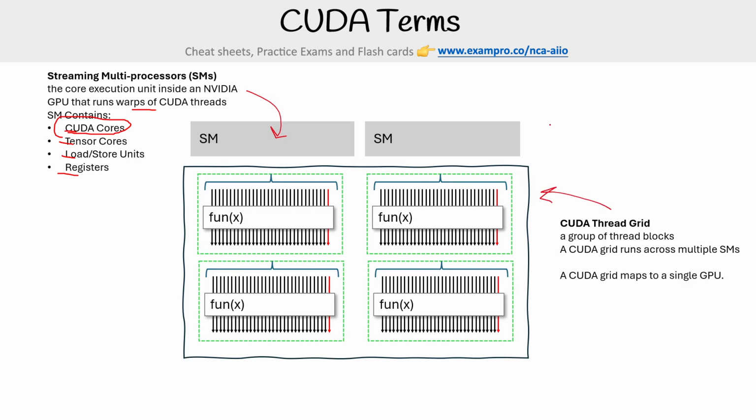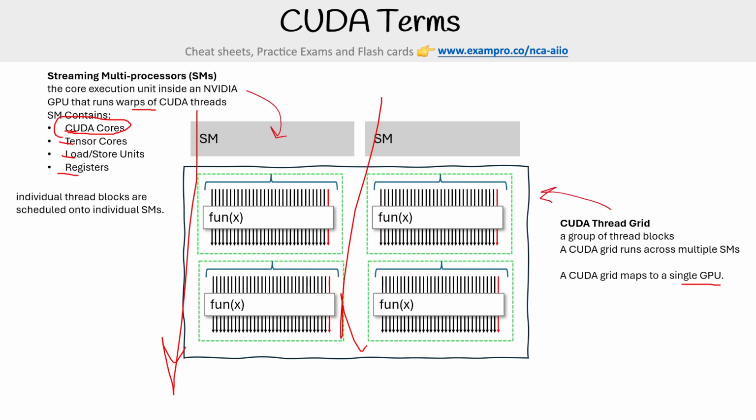But when you think about all of the CUDA cores across the entire set of SMs, that's what we call a CUDA grid. So a CUDA grid runs across multiple SMs, and a CUDA grid maps to a single GPU, okay? Individual thread blocks are scheduled onto individual SMs, as you can see here in the vertical lines. So hopefully that is clear when you look at those diagrams. If it doesn't make sense when you see those architectural diagrams, just come back to this explanation, and this will break it down a lot faster.